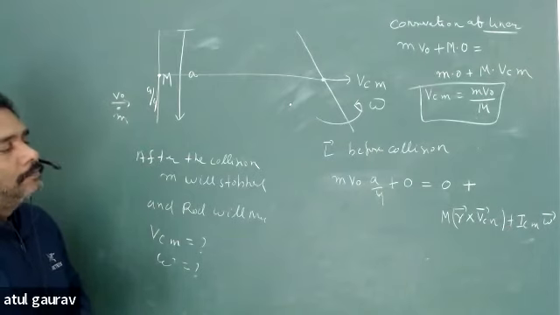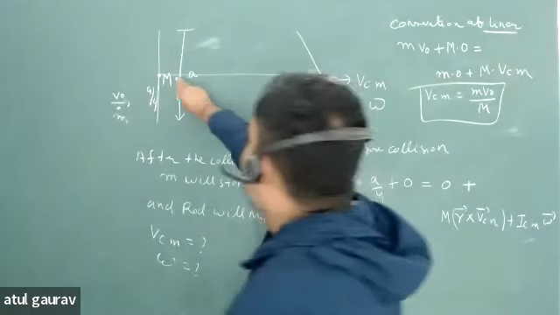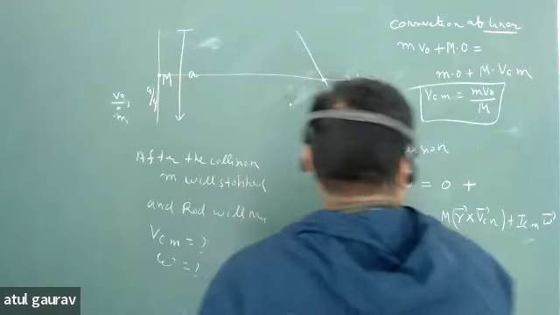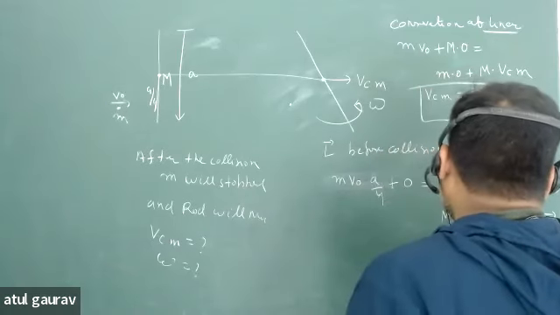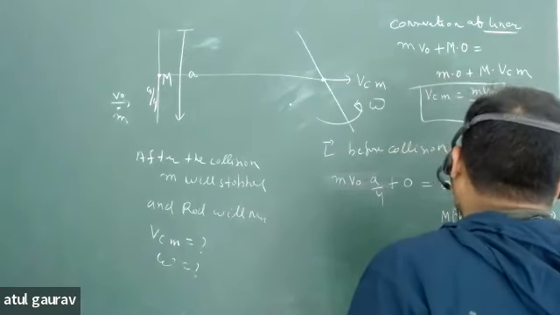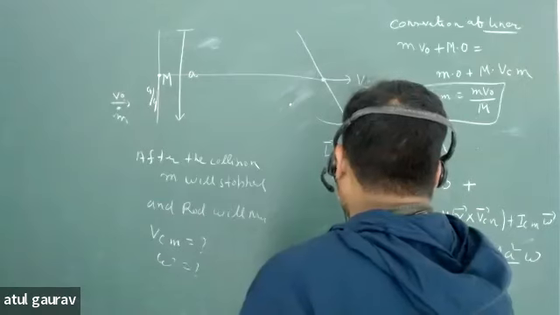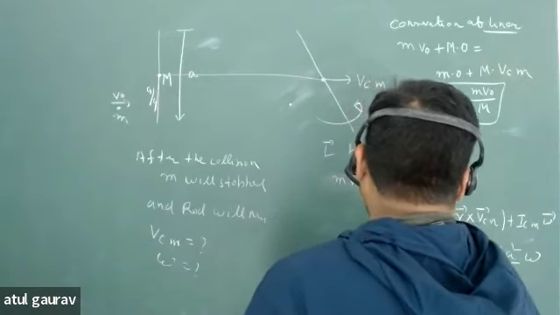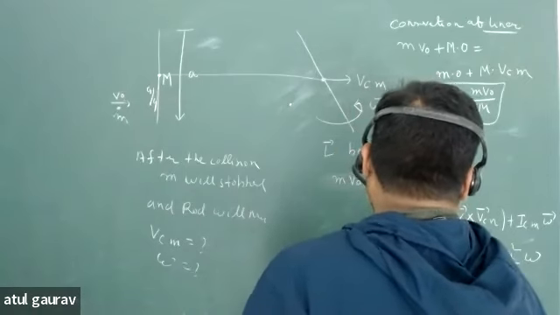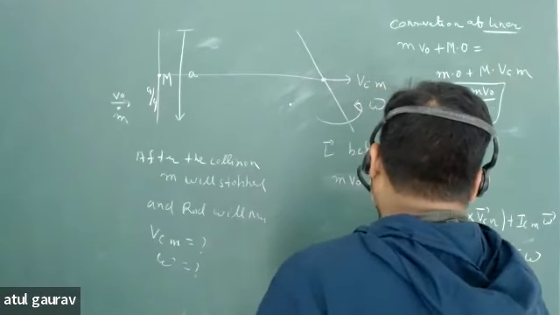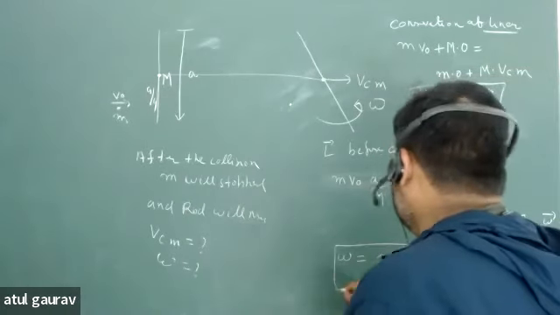Sir, angle will be 0 degree. So sine 0 is 0. Okay. So this will be 0. What is ICM? ML square by 12. MA square by 12 into omega. And you can easily calculate the value of omega. What is this value? 3 m V naught by capital M A. ठीक है ना? So this is your answer. That's it.